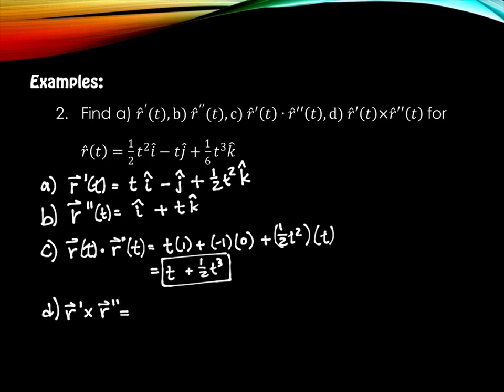So I'm going to write out the determinant form. If you remember, this is ijk. And we'll put all of the coefficients for r prime in first. So that would be t, -1, and 1/2 t squared. And then for the second one, I would have 1 and 0 and t.